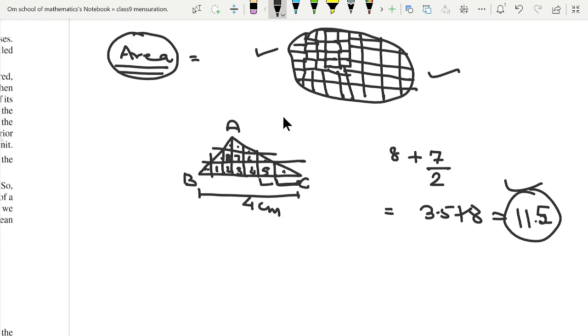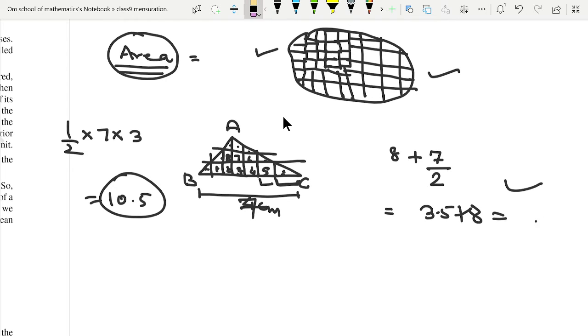But exactly, if you use base 7 and height 3, 7 times 3 is 21, and 21 divided by 2 is 10.5. So approximately you are getting the exact answer. Okay, now I am changing the page.